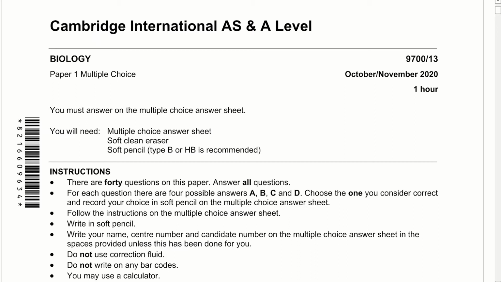Hello, it's Shudena Nagar. Today we're going to be solving October-November 2020 Paper 1 Variant 3.